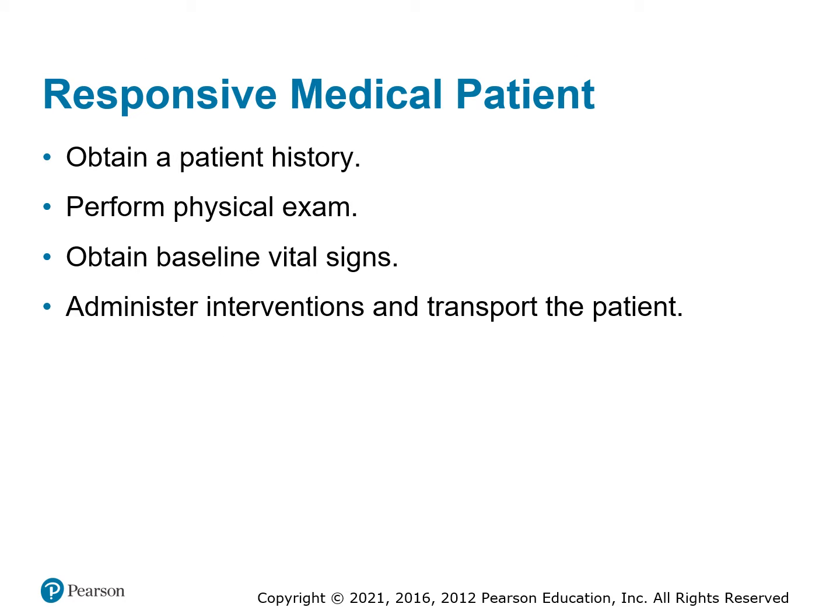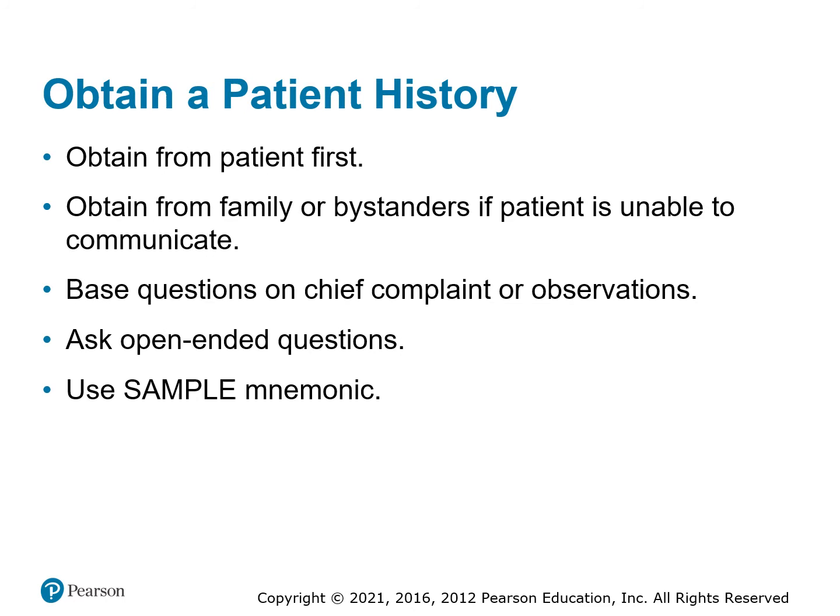So for the responsive medical patient, we get a good history using SAMPLE and OPQRST, and then based on what they tell us, we do our physical exam. We get our baseline vitals, and we treat our patient. If we find something wrong that needs immediate treatment, we treat it. If it's something that we can treat on the way to the hospital, we wait until we're in the ambulance, and then we transport them to the hospital and get them the care they need to continue the treatment process.